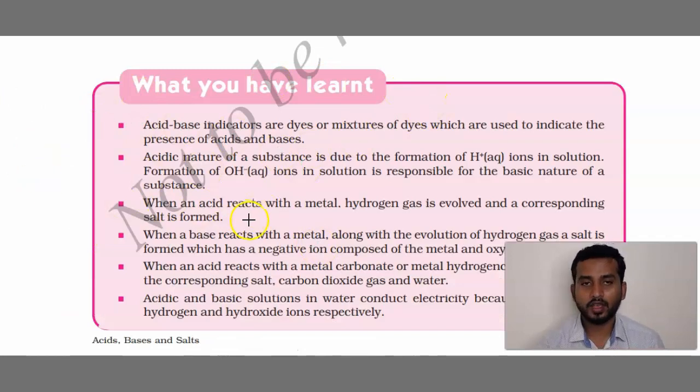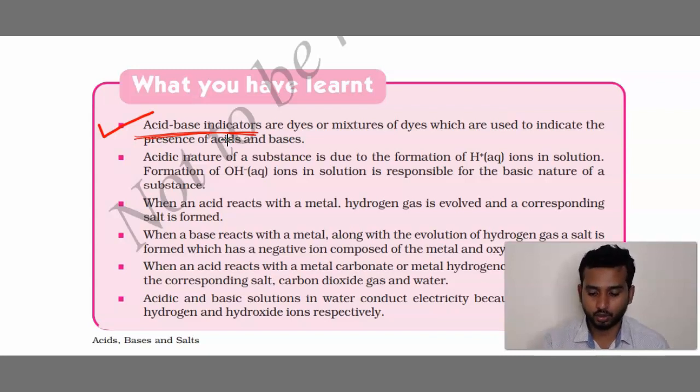Observe it, children. What we have learnt in this chapter. Acid base indicators are dyes or mixtures of dyes which are used to indicate the presence of acids and bases. Is this clear? Just to check whether the medium is acidic or basic, we use acid base indicators. Acid base indicators we use to indicate the presence of acid or base in the solution.